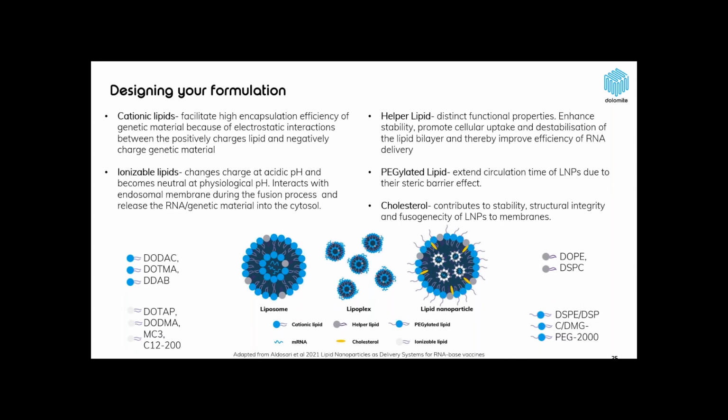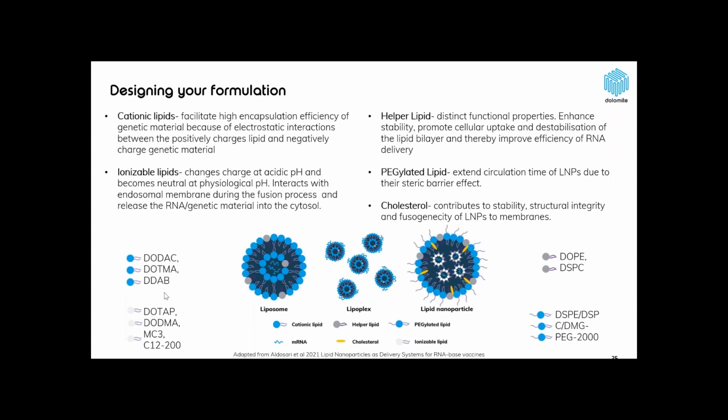Helper lipids offer distinct functional properties. They enhance the stability, promote cellular uptake and destabilization of the lipid bilayer, and thereby improve efficiency of your RNA delivery. Pegylated lipids are known to increase and extend the circulation time of your lipid nanoparticles due to their steric barrier effect. And cholesterol contributes to stability, structural integrity, and fusogenicity of the lipid nanoparticles to membranes.